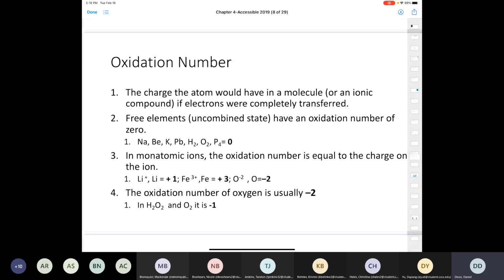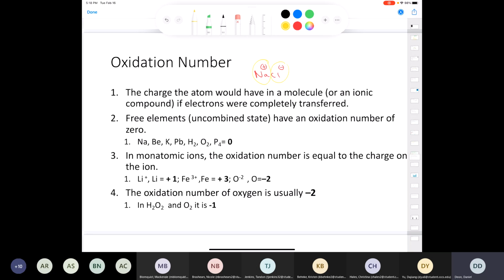Oxidation number. Okay, the first one is the charge the atom would have in a molecule or an ionic compound if electrons were completely transferred. So that's really what oxidation number is. Say for example, I'll pick something even simpler, NaCl, sodium chloride. Well, you know that the sodium is +1 and the chloride is -1, because the sodium gives up an electron to the chlorine. So the oxidation number of the sodium would be +1 and that of chloride would be -1.